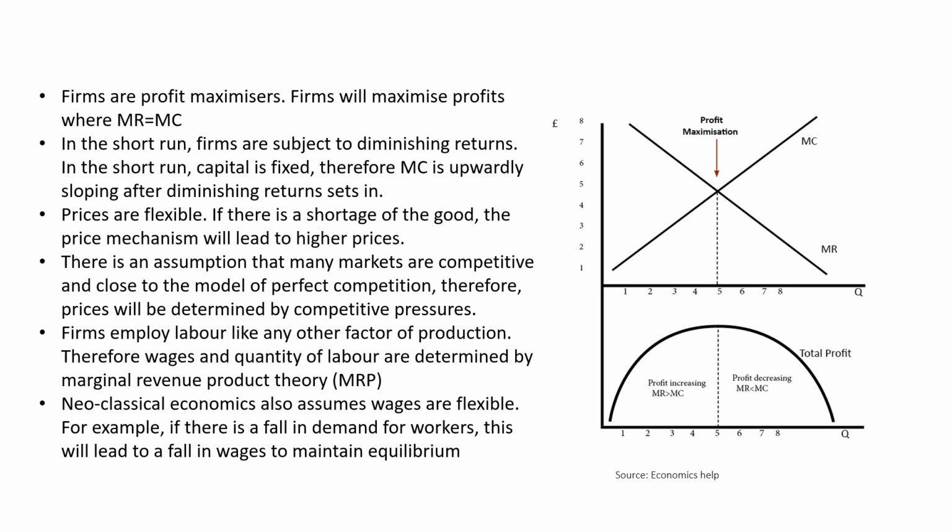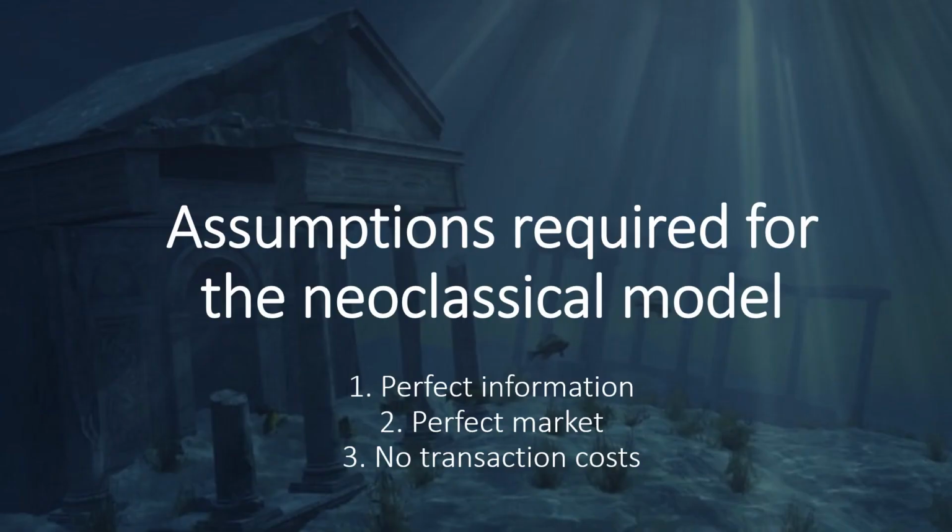For example, if there's a fall in demand for workers, this will lead to a fall in wages to maintain equilibrium. So as you can see, the neoclassical view is very black and white. This is about demand and supply. This is about the fundamentals, and it doesn't really take into consideration other factors. So the assumptions required for the neoclassical model are there's perfect information, there's a perfect market in terms of competition, and that there are no transaction costs.